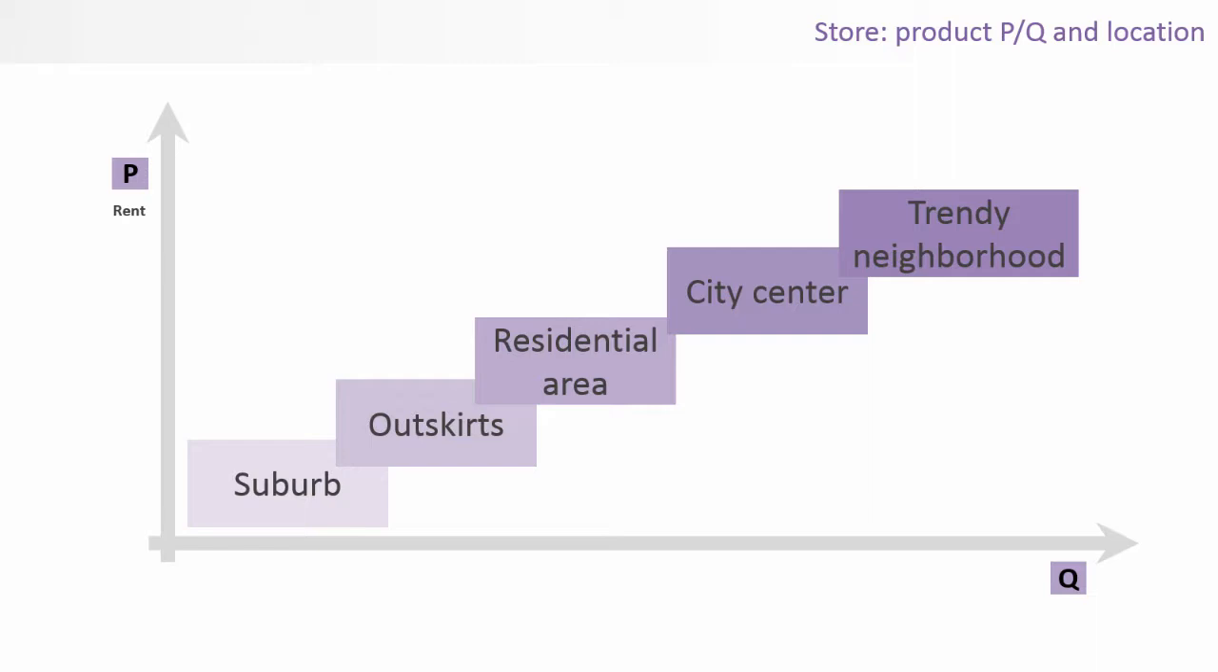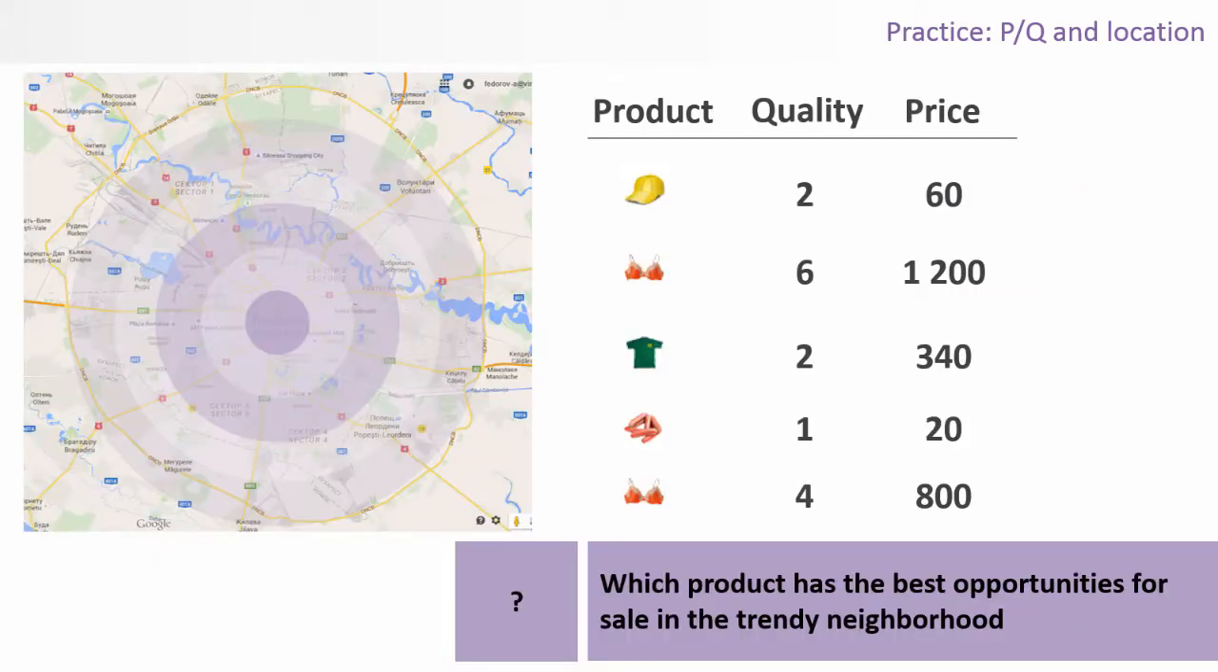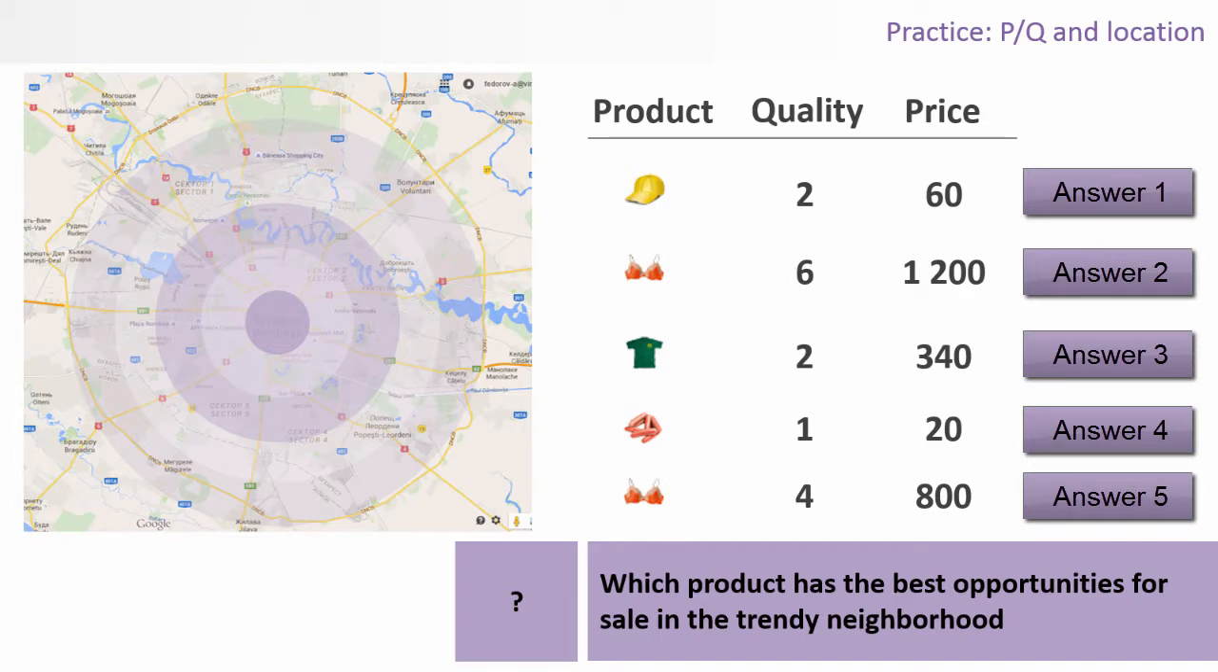For example, if you want to buy brand clothes, you will not go to the suburb. Armani jeans, for example, will be difficult to find there. Let's train. You can see a variety of goods with corresponding price and quality. Having this data, you need to choose which of them will have the best sales opportunities in the trendy neighborhood. When you have an answer, click on the button located next to the variant.